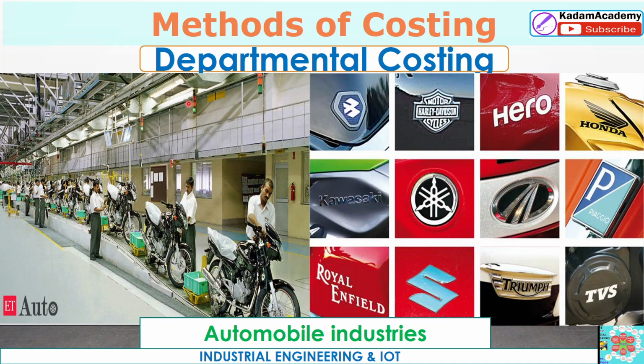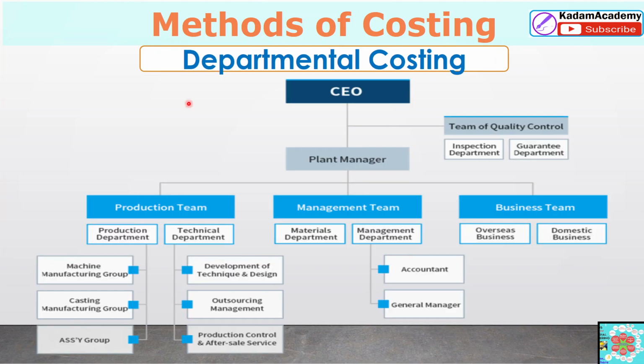here we have to find out the departmental costing method. We have to use it in each industry. The actual expenditure of each department on various products is entered on a separate cost sheet, and costing of each department is separately undertaken. You can see this is one example of the BMW.